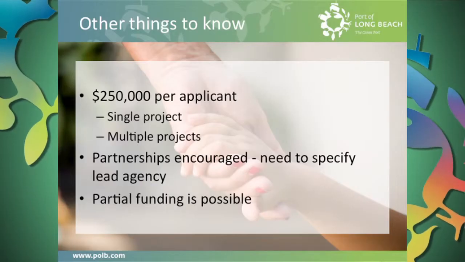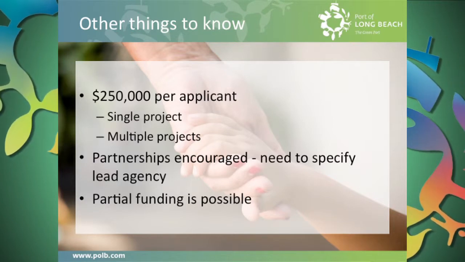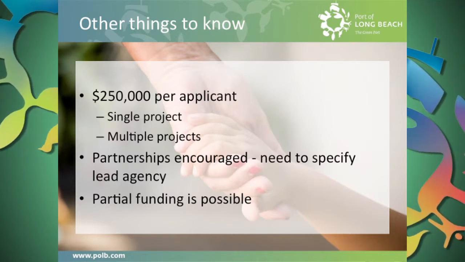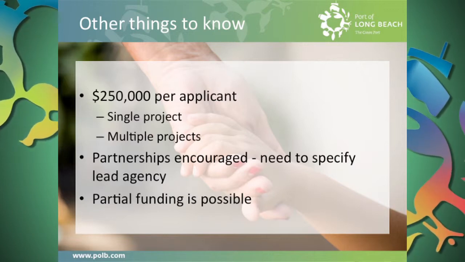The other option is that you can request an administrative overhead that's less than 15%, which brings down your total project costs and may make things a little bit more cost effective for you, which could boost your score. Other things to know for this round of funding, you're limited to $250,000 per applicant. And that's whether you apply for a single project or multiple projects. You can apply for more.